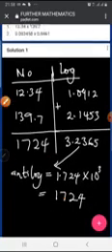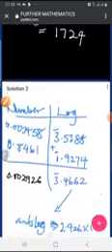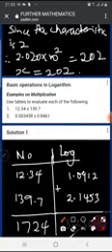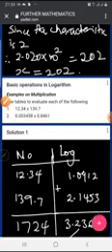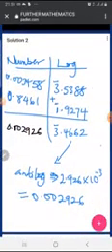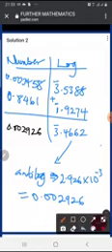Okay, now let's proceed. The solution to question number 2. Question number 2 says 0.003458 times 0.8461. Now let's look at the solution together. This is the solution. The first number is 0.003458. And if you check very well, the characteristic will be what?